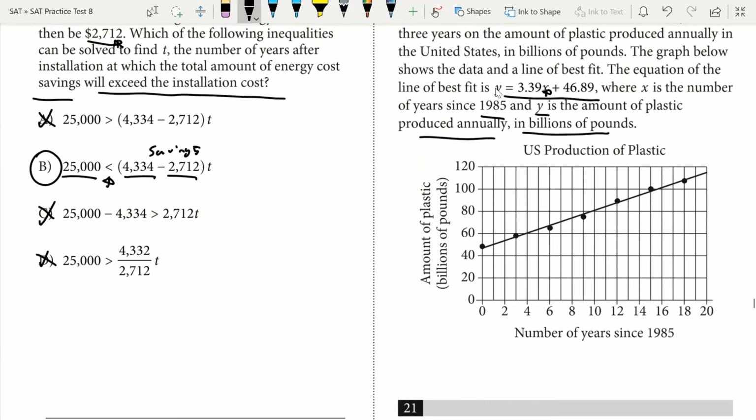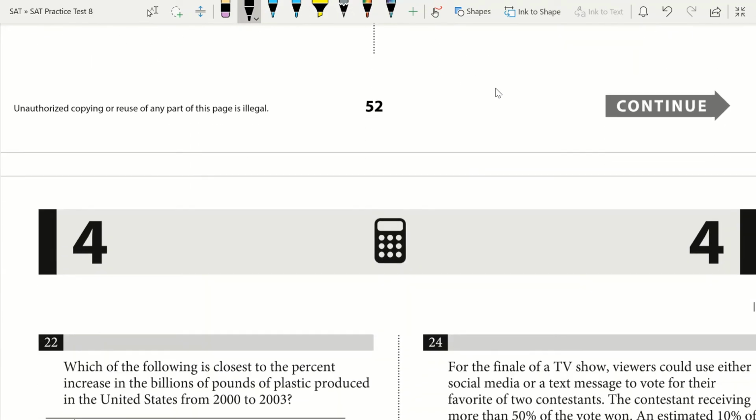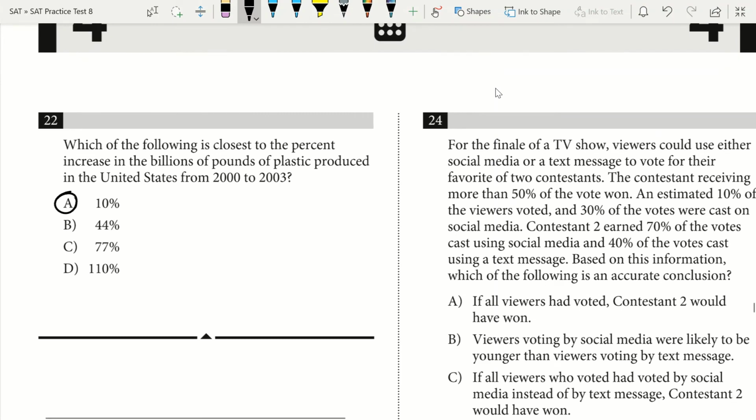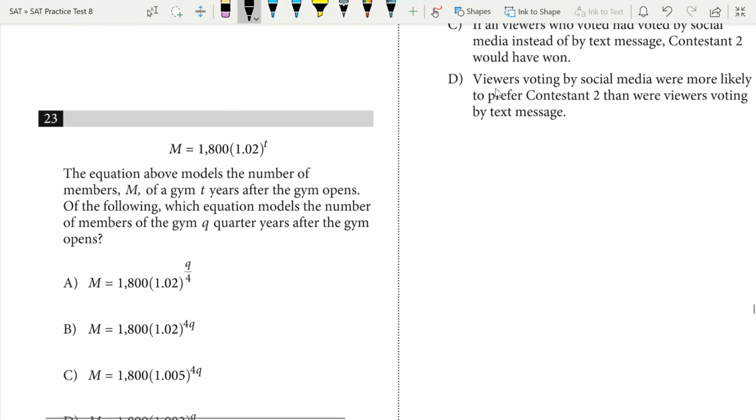All right, so I see 2000 is going to be 1985 plus 15. 2000 is going to be right here. I see I'm at 100. 3 years later is going to be 2003, so that'll be at 18. And I see I'm at about 110-ish, right? 109, 108, right around there. So that's going to be a 10% increase. And I don't even really have to run the math on that because none of these are even close to that. So I can go ahead and say A will be my answer there.